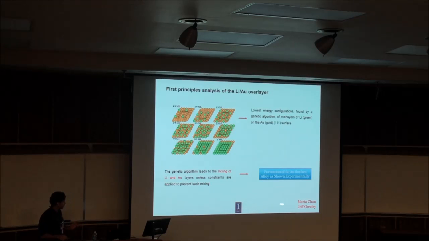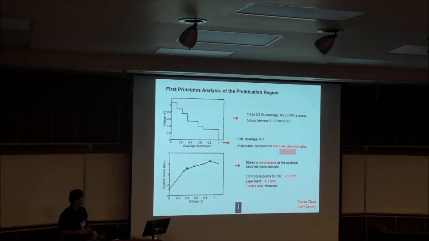Jeff Greeley and Maria Chan did some DFT calculations to show how much stress is developed if we put just a monolayer of lithium on the surface of the gold. And the bottom line of their result was that lithium has a very high tendency to alloy with gold. So lithium wants to be surrounded by gold atoms. Because of that, the full monolayer of lithium is not stable.